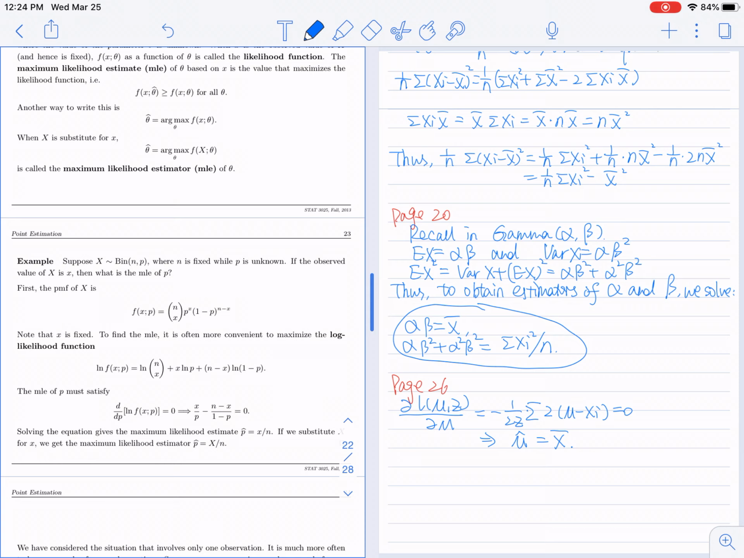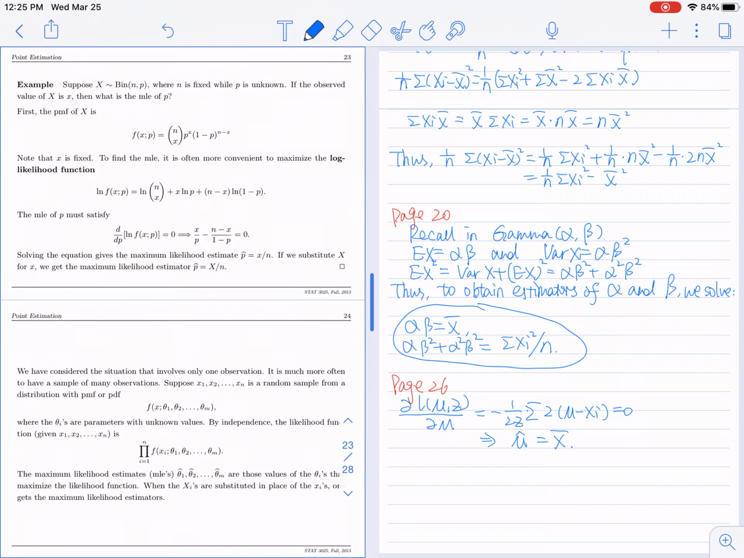Then in order to maximize this in terms of p, we have to take the first derivative with respect to p and set it to 0. After that, we derive that p hat is equal to x divided by n, right? So our maximum likelihood estimator is equal to x divided by n. And if we go back, this coincides with the previous estimate we came up with. So this MLE is also unbiased.